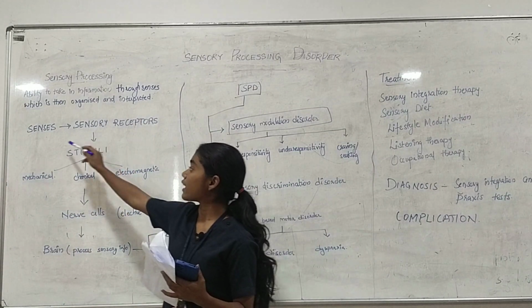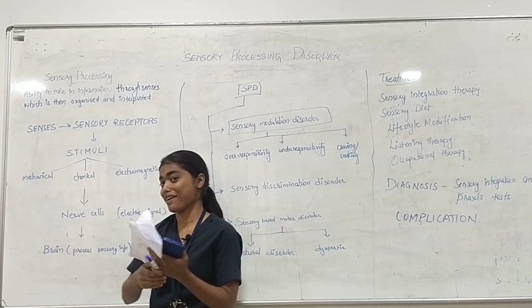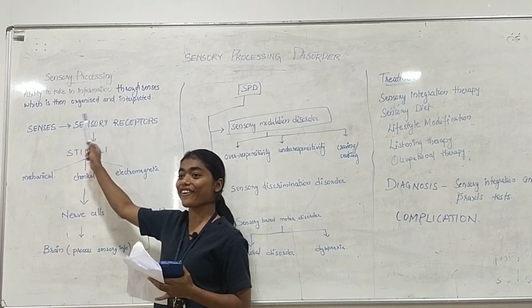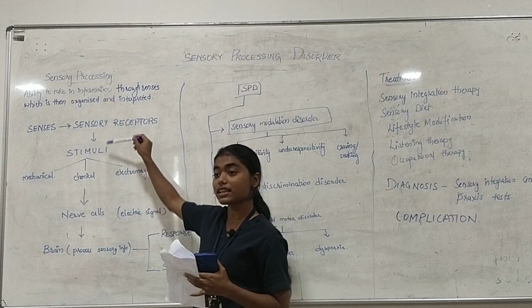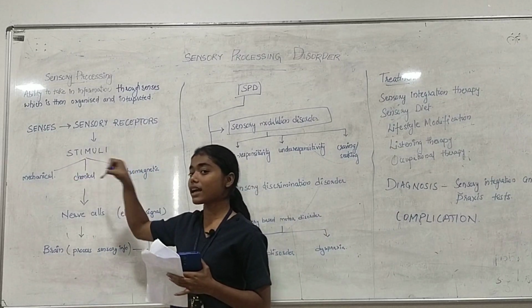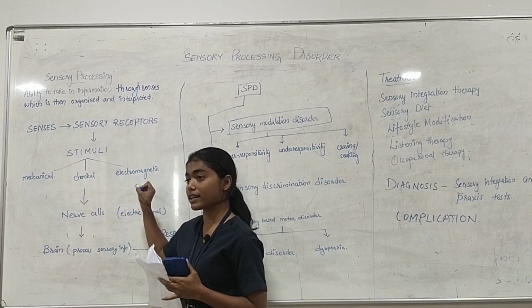These are all our senses. How many senses are there? These senses all have sensory receptors, and these receptors act on the stimuli. Now there are three kinds of stimuli: one is mechanical, chemical and electromagnetic.